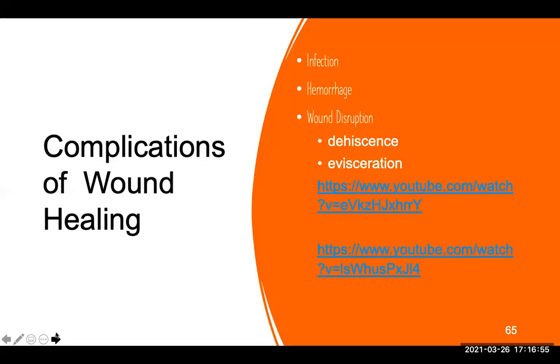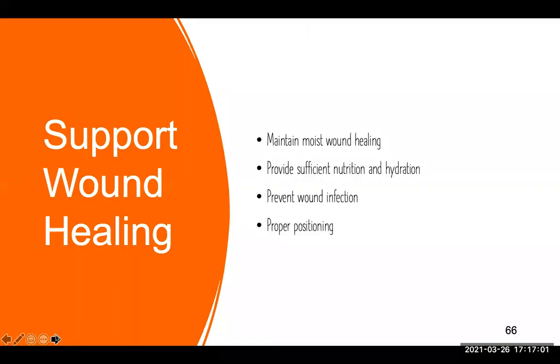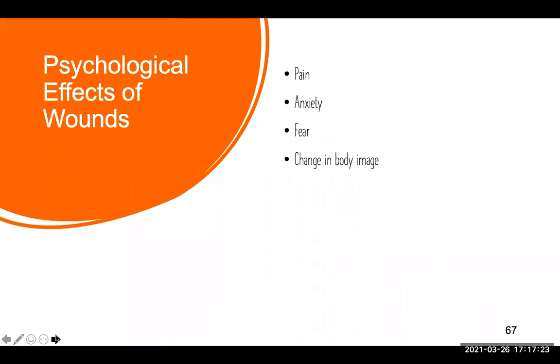And on this page is some links that you can try to look at examples for dehiscence and evisceration. So nursing care for wounds, again, we want to maintain moist wound healing environment, provide sufficient nutrition, hydration, protect them from infection, and proper positioning to decrease the stress on the wound line or incision line. We want to consider pain control, anxiety, fear, change in body image for our patients. So those are all different areas or concepts to think about when you're looking at your care plan.